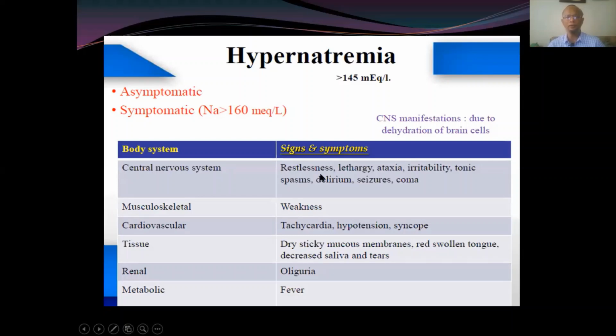In the central nervous system, you can get restlessness, lethargy, ataxia, irritability, spasm, delirium, seizures and coma. In the musculoskeletal system, you will get weakness. In the cardiovascular system, you will get tachycardia, hypertension, syncope. In tissue, there is dry, sticky mucous membrane, red, swollen tongue, and decreased saliva and tears. All secretions will be decreased. In the kidney, there is oliguria, because the kidney will try to preserve more water in this setting. And there may also be fever.